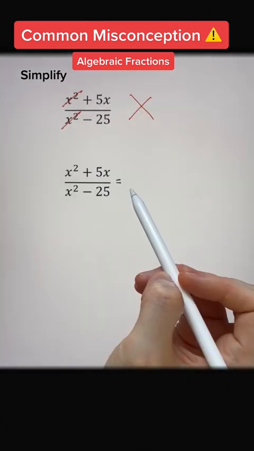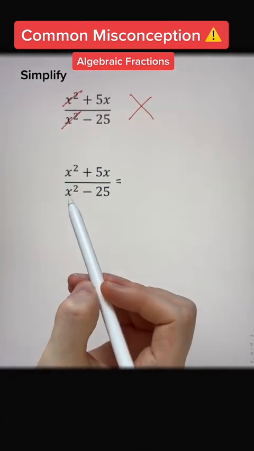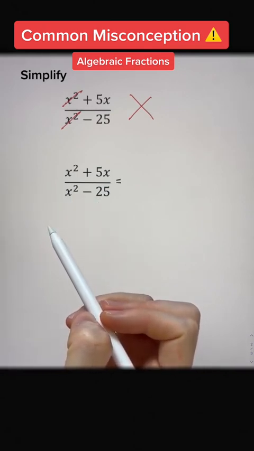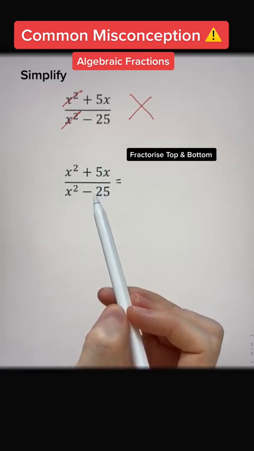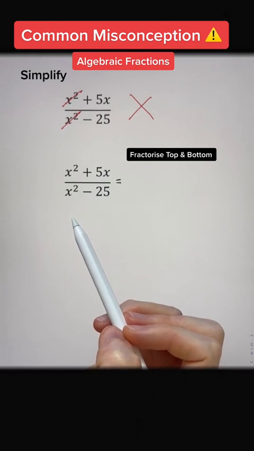When simplifying an algebraic fraction, if we have more than one term on the top or the bottom of the fraction, our first step is to factorise the top and the bottom separately and then cancel common factors.